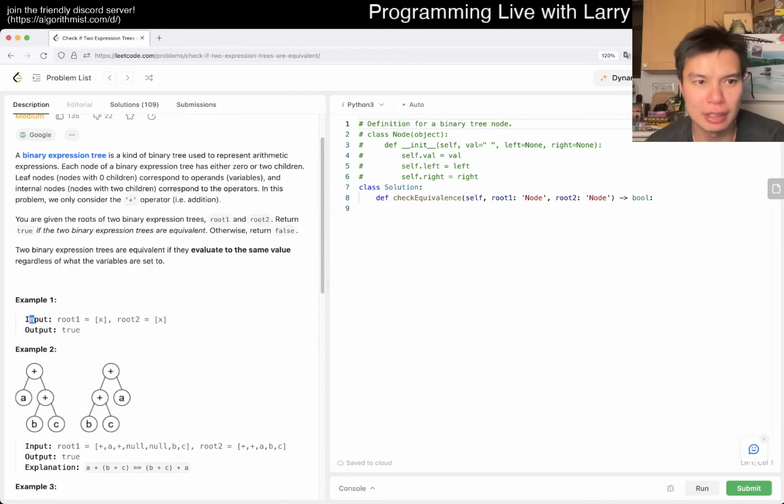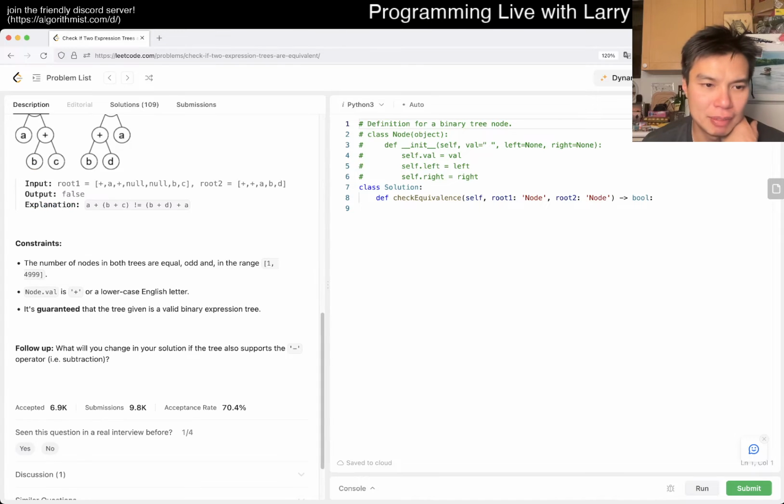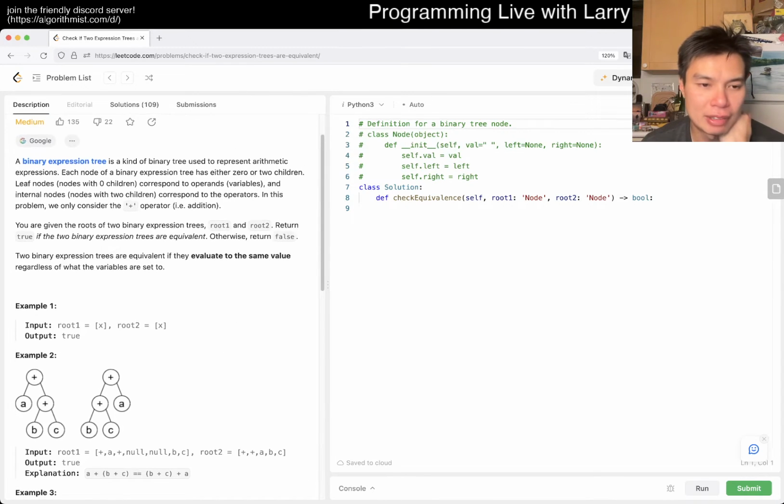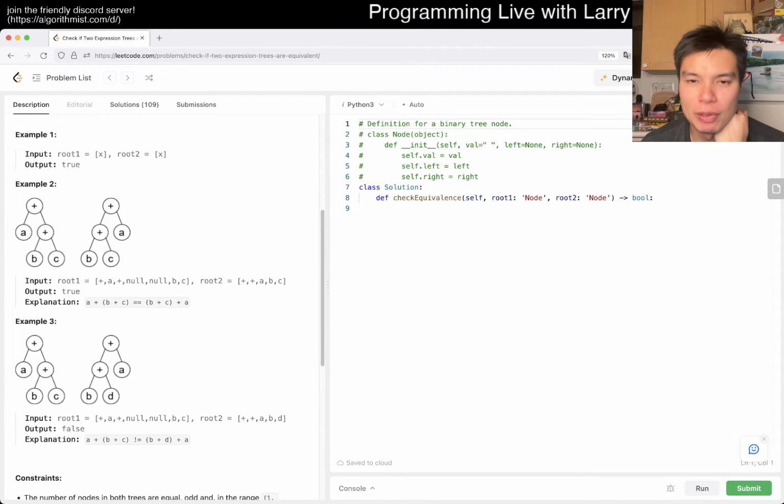Let's think about this for a second. This is one that I have to think about a little bit. I mean, subtraction makes it a lot more complicated for sure, but let's not even think about that yet. For addition, the thing about addition is that it is both distributive and commutative, right?